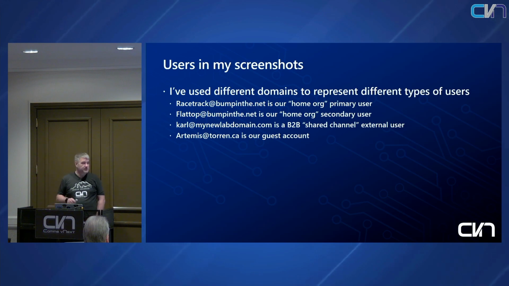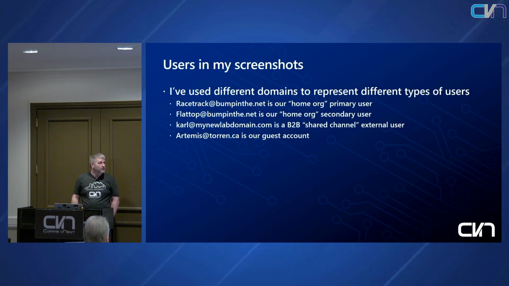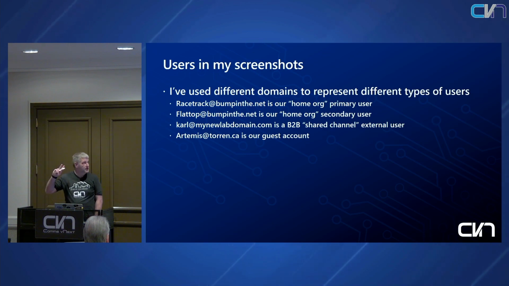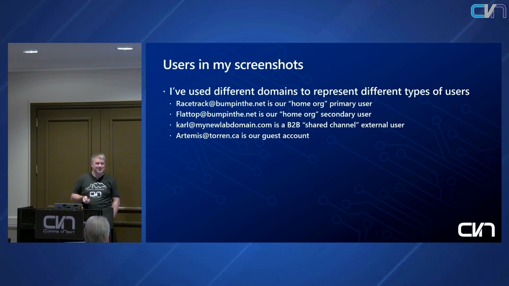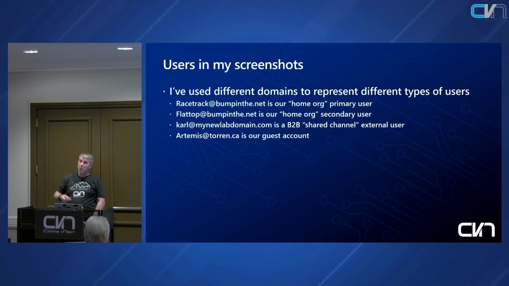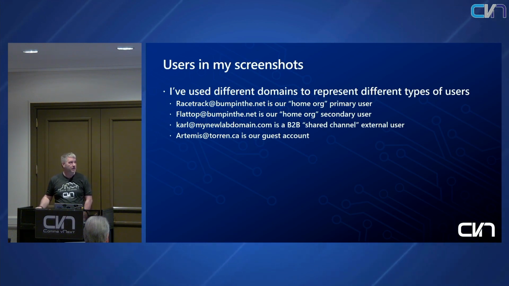So in my screenshots, I've got a couple of different tenants here. If you are a Battlestar Galactica fan, you may recognize the call signs Racetrack and Flat Top. I was waiting for that, thank you. It's been 2 years. So they are the home tenant that is basically doing all of the sharing. I have Carl at mynewlabdomain.com. I'm lacking creativity at that moment, who will bring in as a shared channel user. And then Artemis is our guest account. Artemis is a cat. So good for a guest. Guests do what they want. Cats do what they want. There's some correlation there.